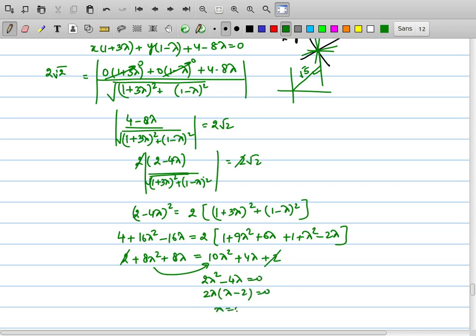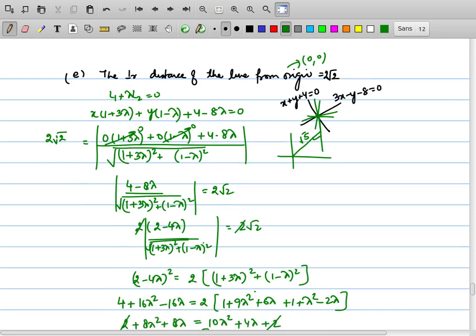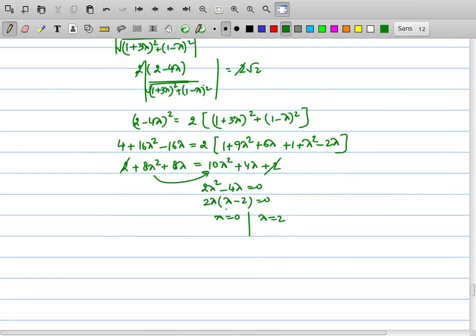Therefore there are two possibilities: either lambda is 0 or lambda is 2. Therefore two lines are possible whose perpendicular distance from origin is 2 root 2. We'll substitute these values. When lambda is 0, we get back our first equation: x(1 plus 0) plus y(1 minus 0) plus 4 minus 8 into 0 gives us 0. That is, we get back our first equation. This equation satisfies both the conditions. It is passing through the point of intersection of both the lines, and its perpendicular distance from origin is 2 root 2.